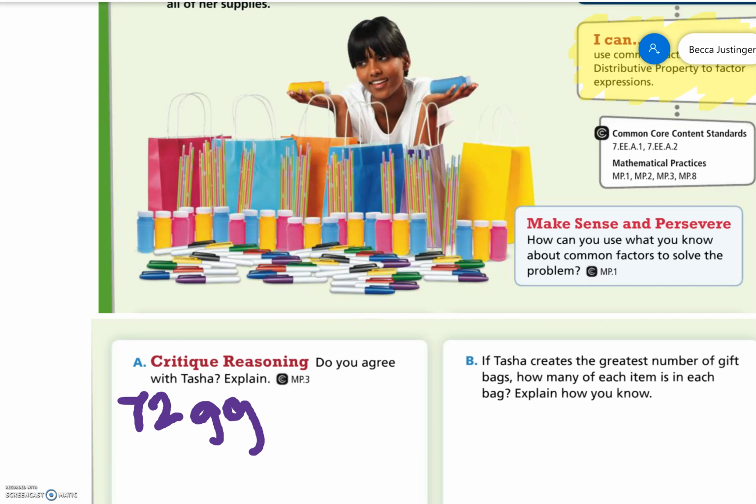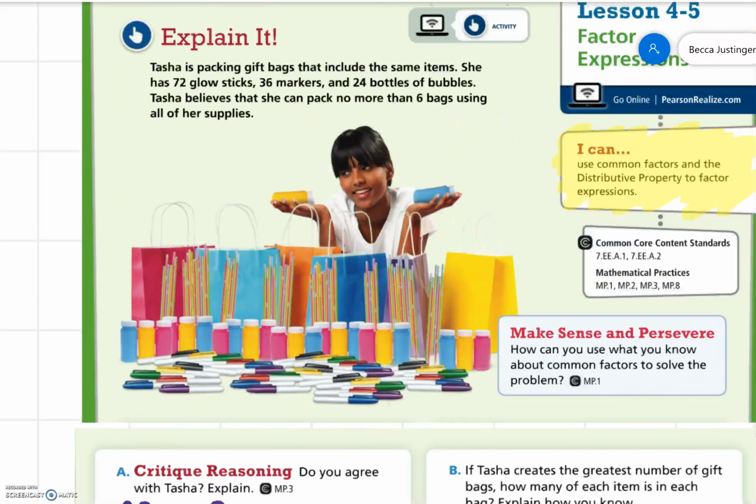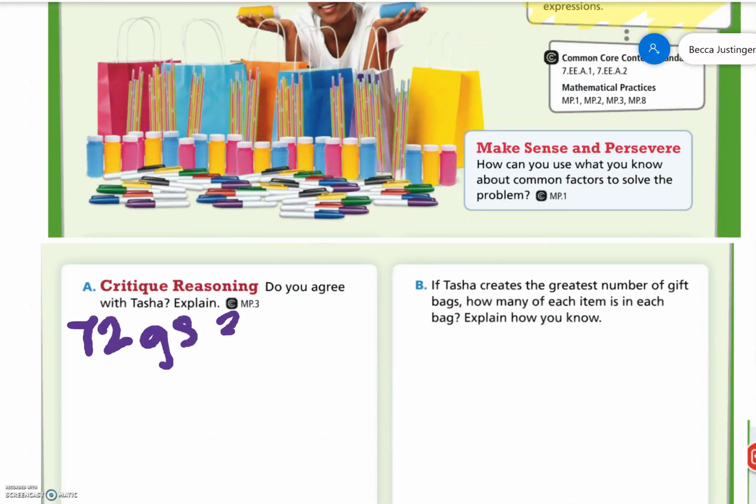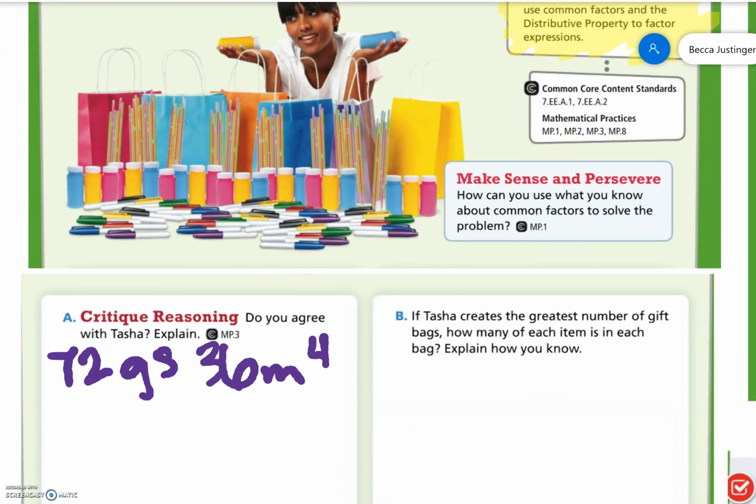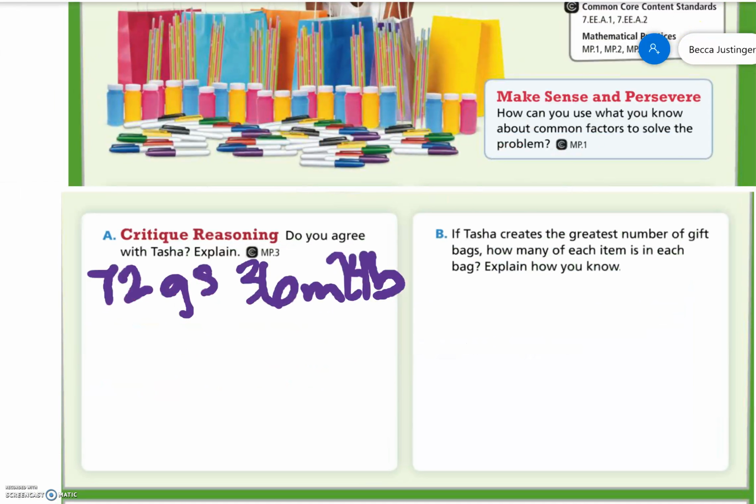72 glow sticks, 36 markers, and 24 bottles of bubbles. And she wants to pack 6 bags. So we got to figure out how much is going to be in each bag. So what are we going to do to each number? Divide. So if I divide 72 by 6, that's 12.